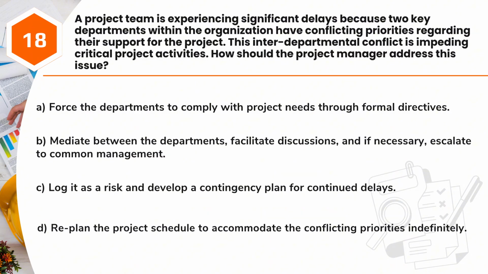Question 18. A project team is experiencing significant delays because two key departments within the organization have conflicting priorities regarding their support for the project. This interdepartmental conflict is impeding critical project activities. How should the project manager address this issue? A. Force the departments to comply with project needs through formal directives. B. Mediate between the departments, facilitate discussions, and if necessary, escalate to common management. C. Log it as a risk and develop a contingency plan for continued delays. D. Replan the project schedule to accommodate the conflicting priorities indefinitely.